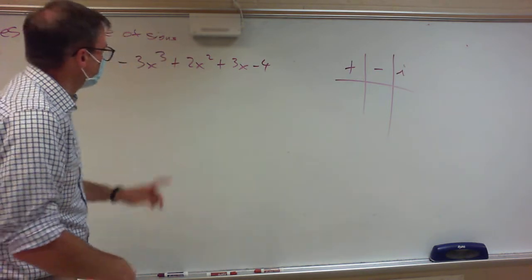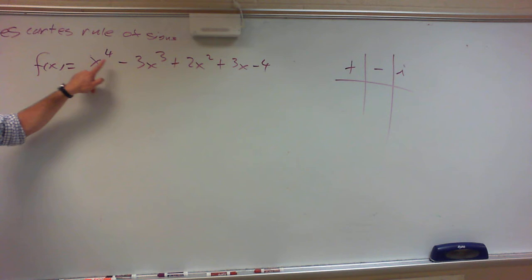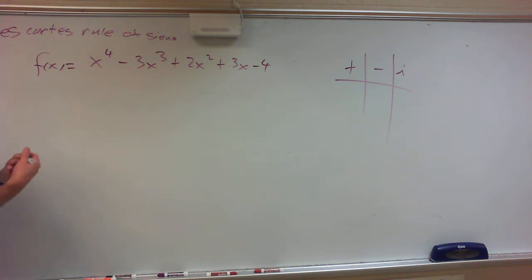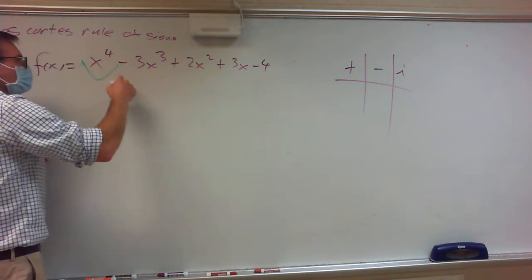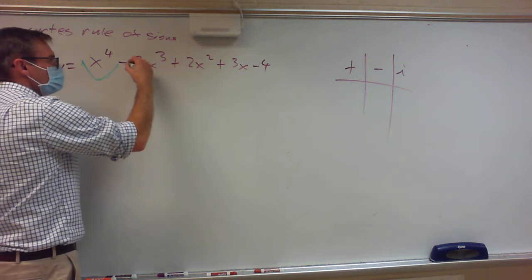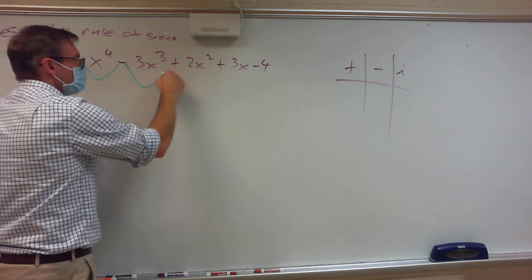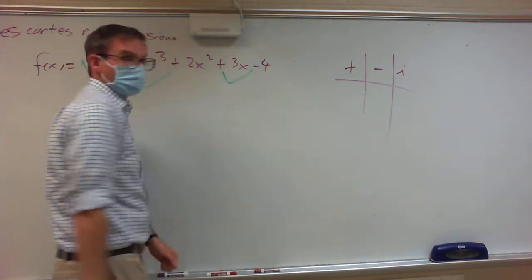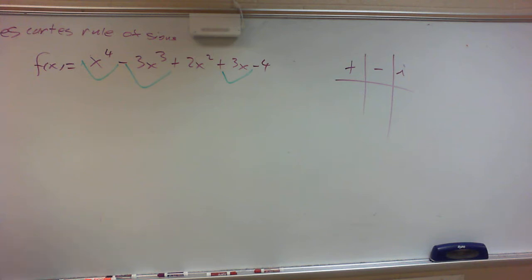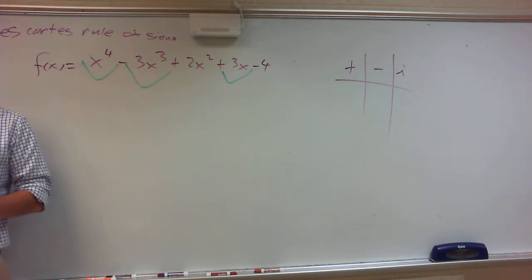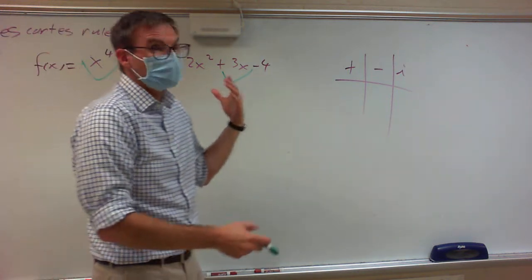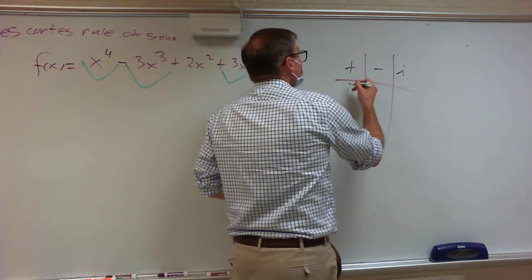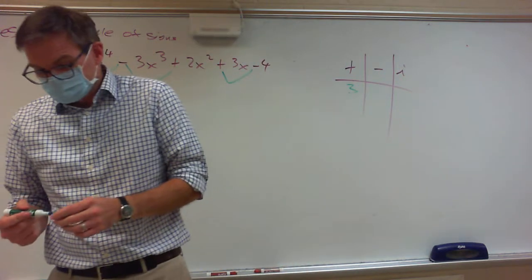What's a sign change? This is a positive coefficient, that's a negative coefficient. That is a sign change. This is a negative coefficient, this is a positive coefficient, that's a sign change. Positive to positive is not a sign change, but positive to negative is. We have to be able to identify sign changes. Does everybody see them? How many sign changes do we have? 3. We have 3 sign changes, and so that means that we could have 3 positive answers.